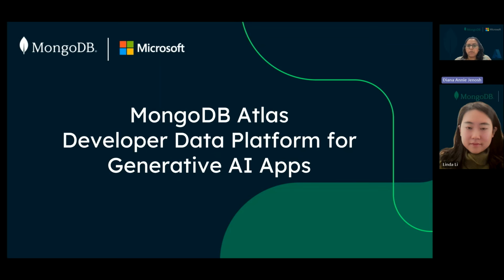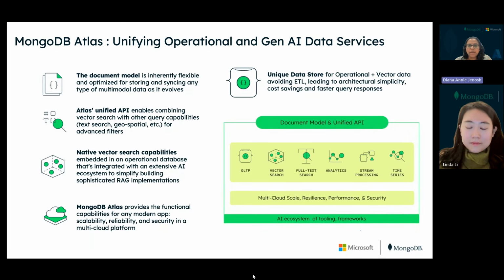So let's begin with MongoDB Atlas as the developer data platform for generative AI applications. MongoDB Atlas is a unique data store as it can store operational data and Gen AI related data, which is majorly context chunks and vectors alongside without any additional overhead. This means no ETL, simpler architecture, leading to cost savings and faster query responses.